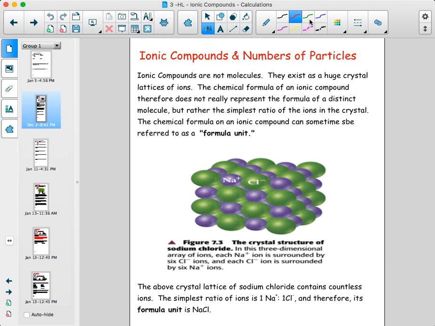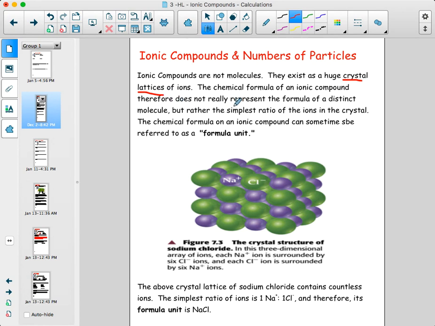So ionic compounds, we've probably already talked about in class a little bit, don't exist as molecules. When you put an ionic compound together and you get positive and negative ions attracting each other electrostatically, they actually form really large crystal lattices where all the positive ions get surrounded by negative ions and all the negative ions get surrounded by positive ions.